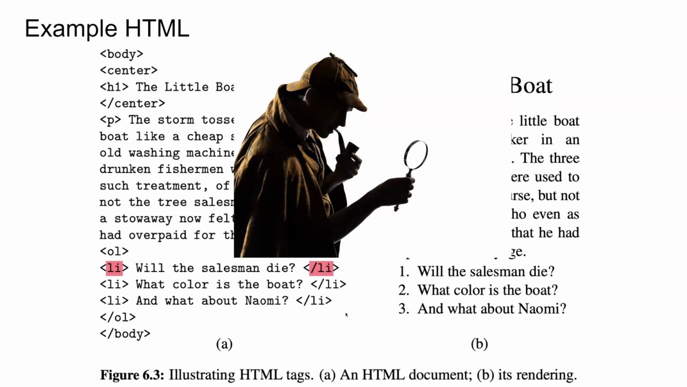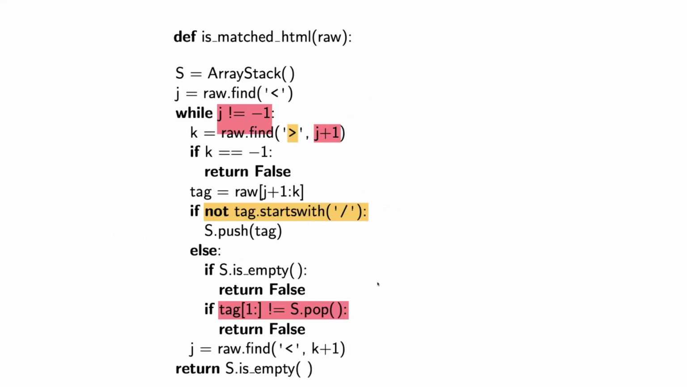Breaking it down. First things first, this function, named is_matched_HTML, takes a string of raw HTML code as its suspect. It then pulls out a handy tool called an array stack, which is basically a stack of plates, perfect for keeping track of clues. Now, the detective work starts.